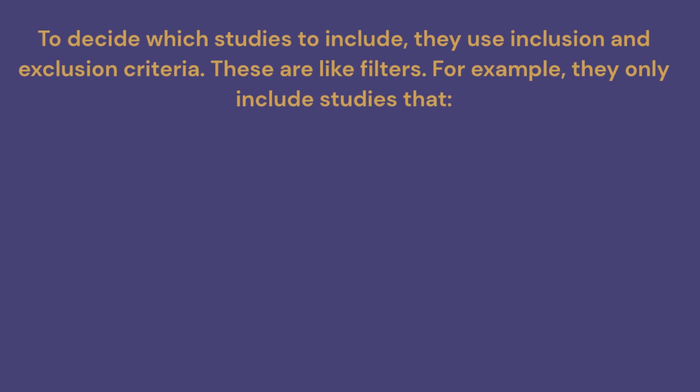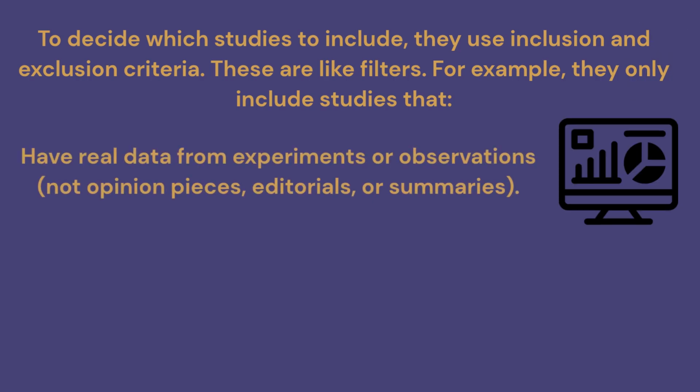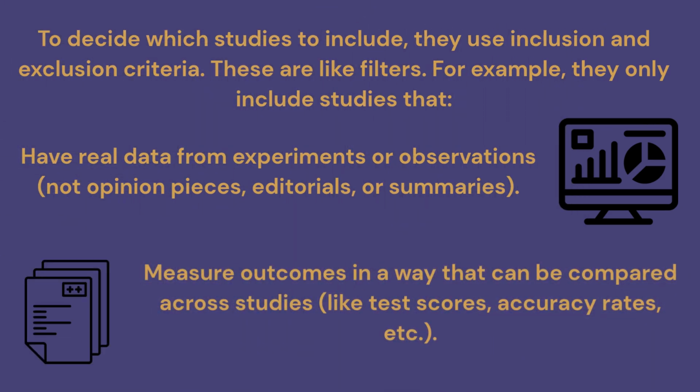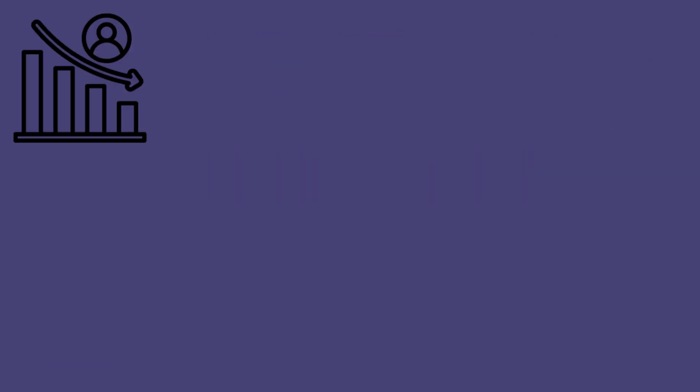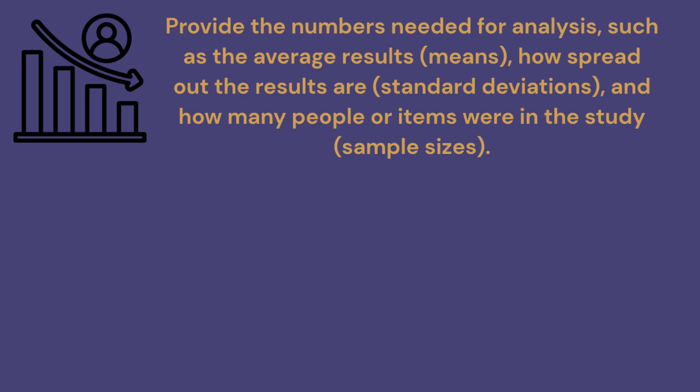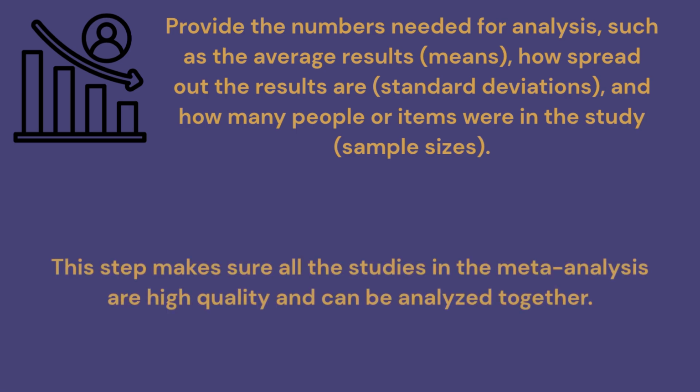To decide which studies to include, they use inclusion and exclusion criteria. These are like filters. For example, they only include studies that have real data from experiments or observations, not opinion pieces, editorials, or summaries. Measure outcomes in a way that can be compared across studies, like test scores, accuracy rates, etc. Provide the numbers needed for analysis, such as the average results, means, how spread out the results are, standard deviations, and how many people or items were in the study, sample sizes. This step makes sure all the studies in the meta-analysis are high quality and can be analyzed together.